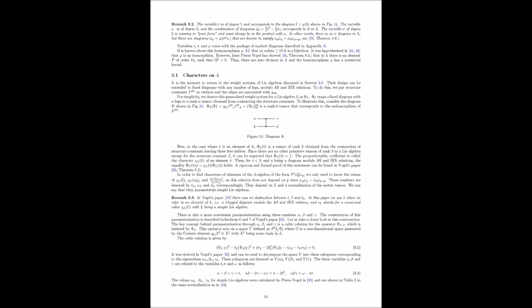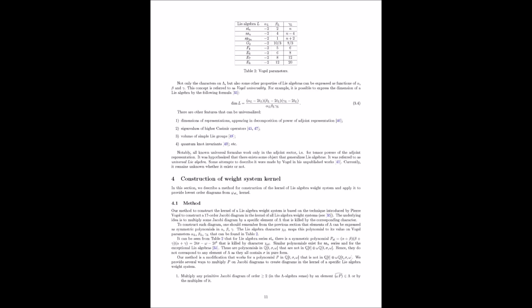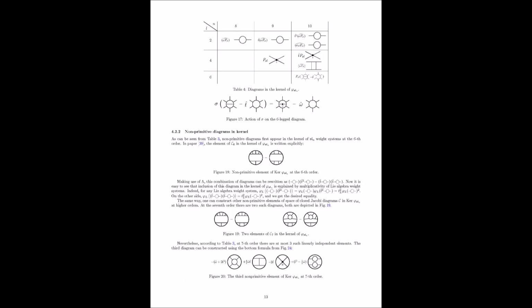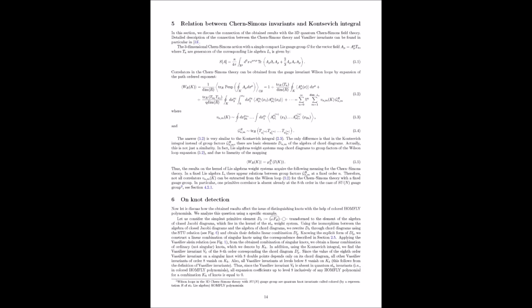To illustrate this, consider the diagram shown in Figure 15. Applying the weight system L to this diagram gives us a rank 4 tensor, which represents an endomorphism on the tensor product L2. So we're seeing how the diagram transforms into a dynamic mathematical object that operates on a specific algebraic space.